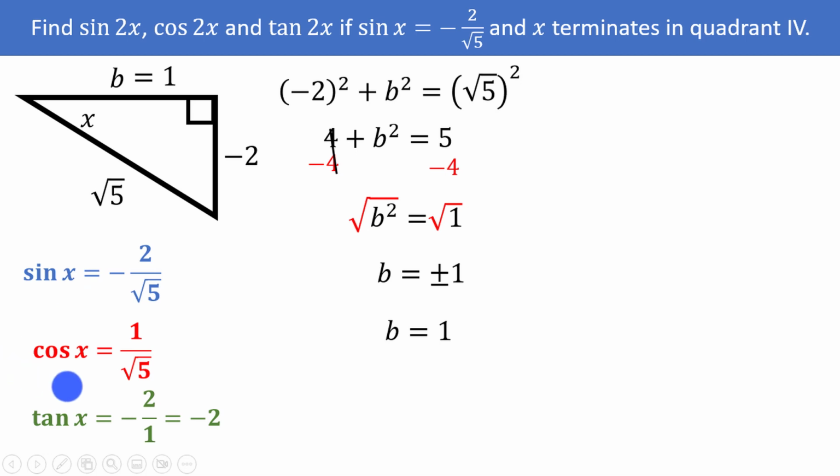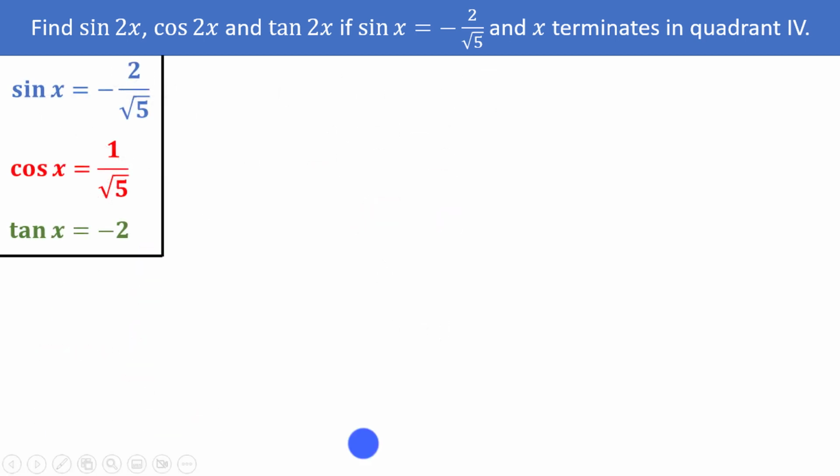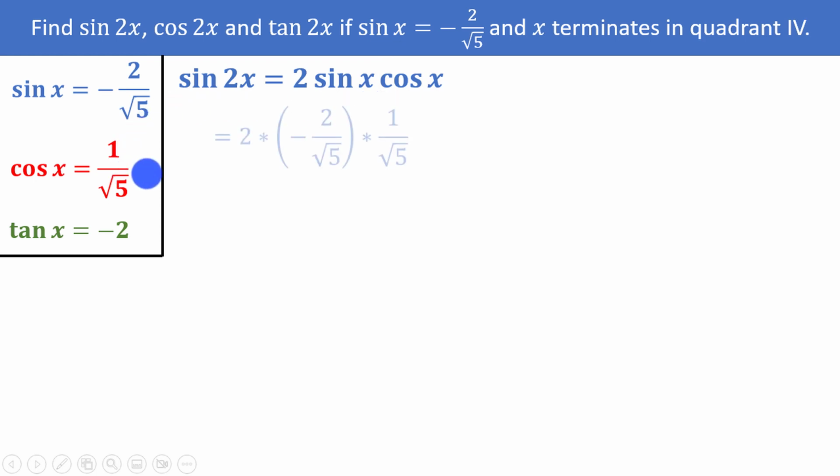If this was our final answer, we would want to rationalize the denominator for cosine. But our goal is to find cosine of 2x, not cosine of x, so I'm not going to waste my time at this stage rationalizing the denominator. At this stage, we are ready to plug into the sine, cosine, and tangent double angle identities. The sine double angle identity is sine of 2x is equal to 2 times the sine of x times cosine of x. Sine of x is negative 2 over the square root of 5, and cosine of x is 1 over the square root of 5, so let's just plug that into the formula.